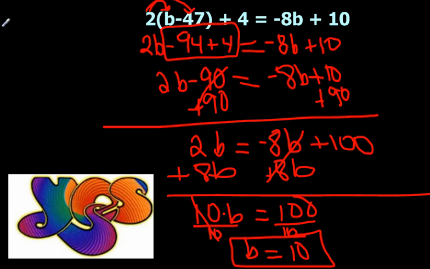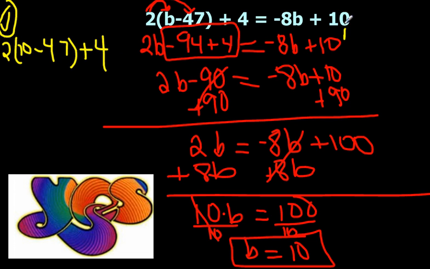I'm going to check it out. And I'm going to do it the same way as I did before. I'm going to check on this side 2 times, filling 10 in for the b. 10 minus 47 plus 4. And over here, I'm going to fill it in to see if I get the same answer. Negative 8 times 10 plus 10.